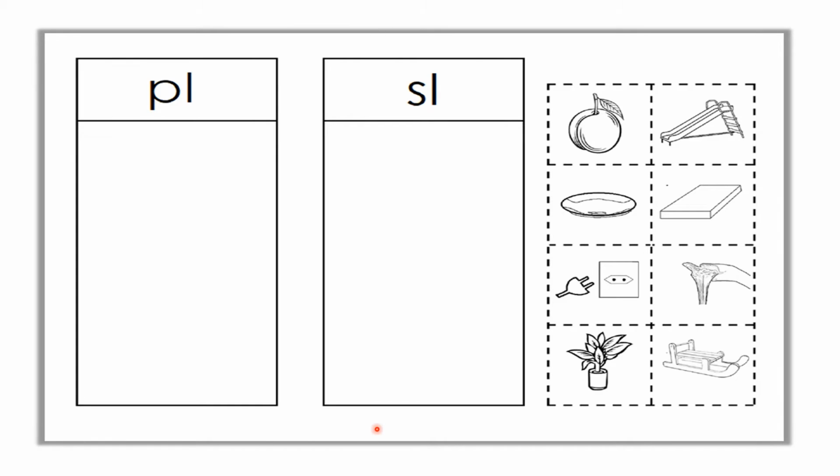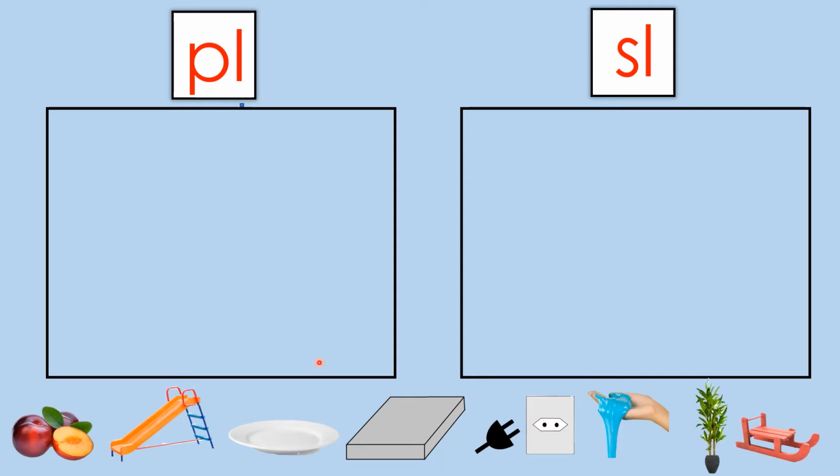If you have this worksheet with you, you're going to cut this worksheet around the dotted line and keep all the pictures, all the cutouts next to you. Now here we are going to sort all these pictures by their first blend. Let's start.